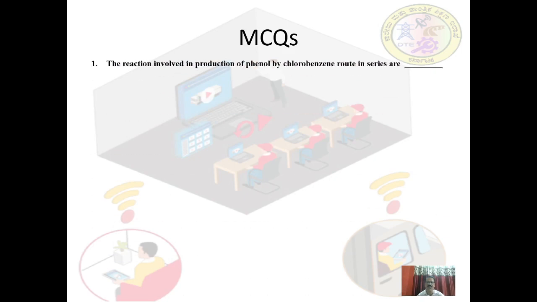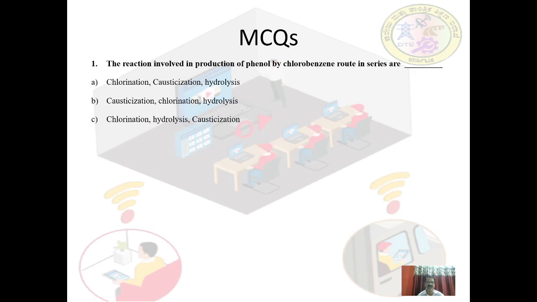Question number 1. The reactions involved in production of phenol by chlorobenzene route in series are: option A, chlorination, castilization, hydrolysis; option B, castilization, chlorination, hydrolysis; option C, chlorination, hydrolysis, castilization; and option D, hydrolysis, chlorination, and castilization. The right answer is A, that is chlorination, castilization, and hydrolysis.